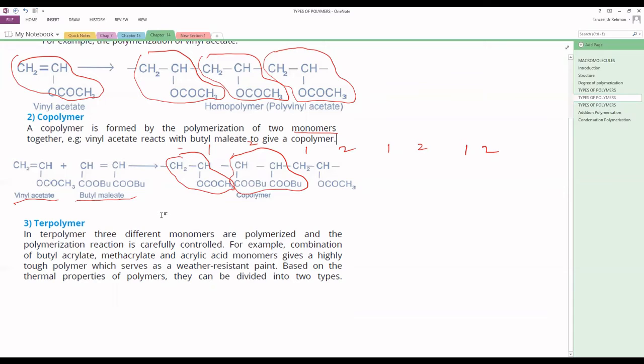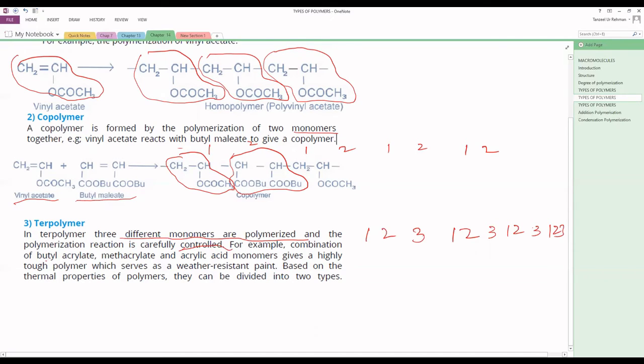So the third type is terpolymer. In a terpolymer, 3 different monomers are polymerized. But in this reaction we need to be very careful that the repeating units must follow the order 1 2 3, 1 2 3, 1 2 3. So this reaction is always carefully controlled.